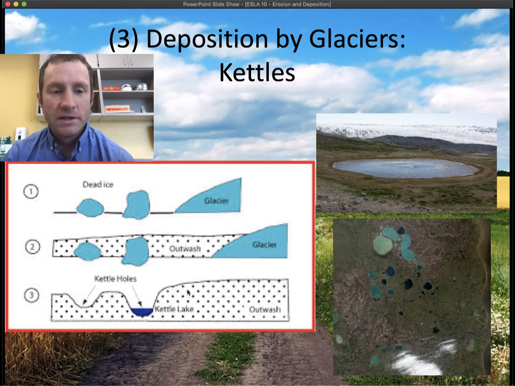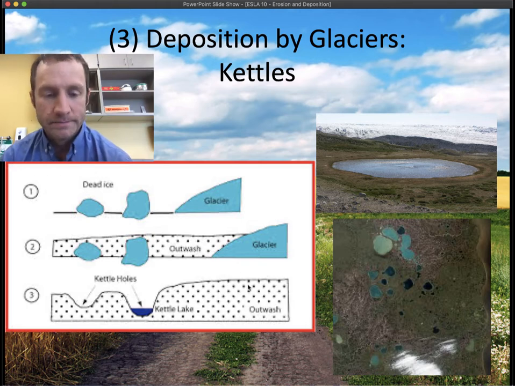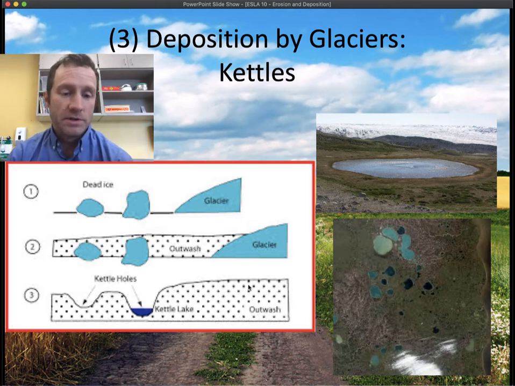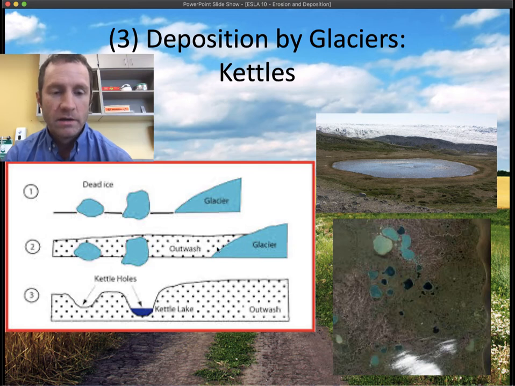Now, it's not really the deposition of the ice, but it's the deposition of all the sediment around the ice that creates this sort of unique feature. In fact, you could say the deposition is actually taking place here by streams that are carrying this load down around the ice as the glacier is melting.